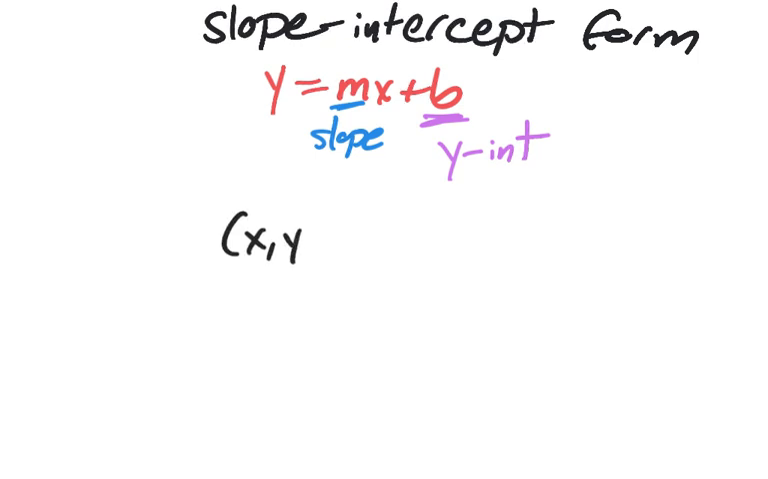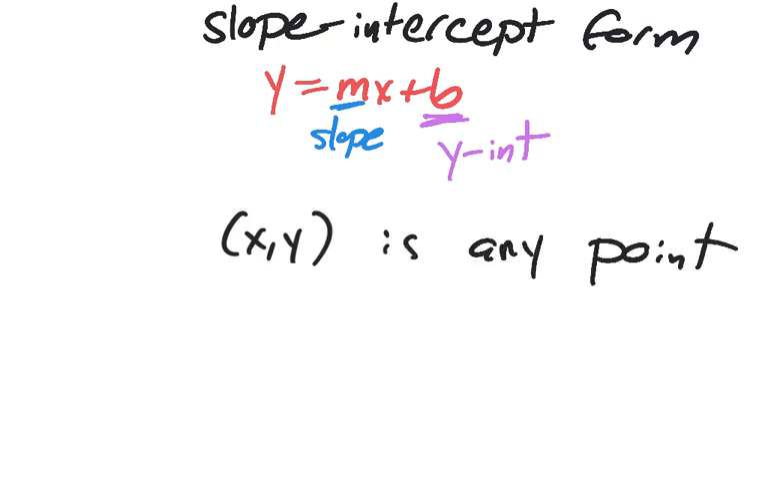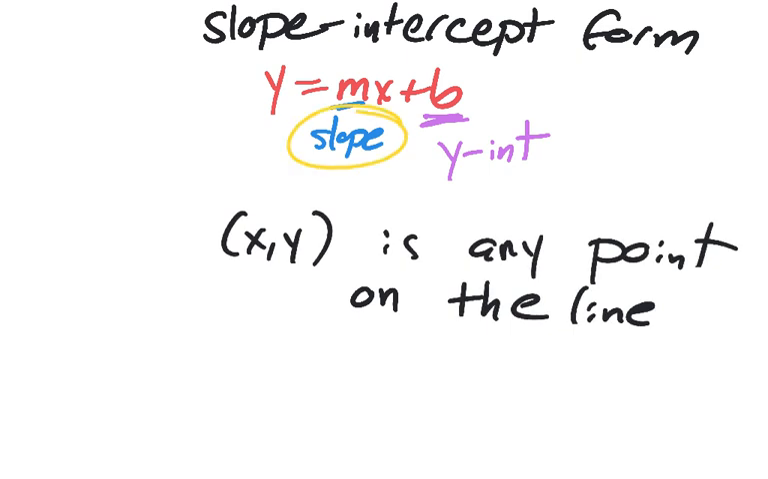X and Y is any point on the line. And so you can plug in any X and Y if you know it's on the line right there. I like that. All right, and then we made a big deal about what slope is. So can somebody give me a definition? What is slope? Slope is the rise over run.